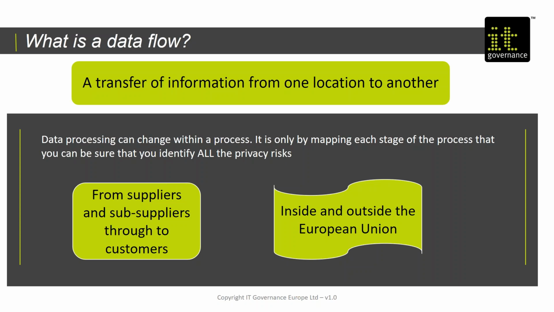It is only by mapping each stage of the process that you can be sure that you identify all the privacy risks, including, for example, accurately identifying whether you are a processor or a controller in relation to the processing operation. So data flow mapping is the key step to take to identify what data you've got, where it's flowing inside the organization, and what you need to do to bring those flows within GDPR compliance.